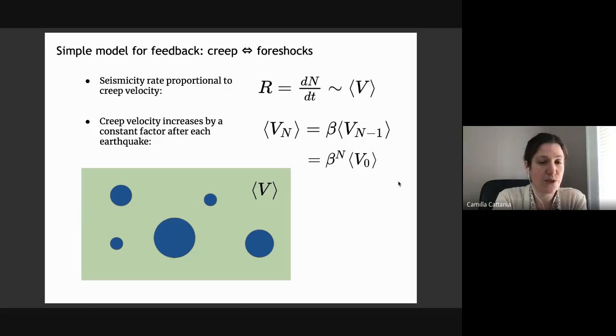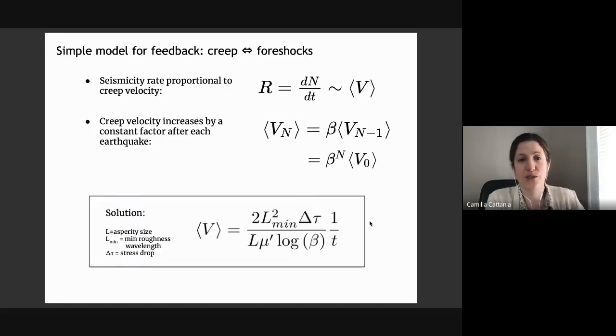So now we can solve these as a function of time. And this is the solution. So we find that the slip velocities and also the seismicity rates, which are proportional, grow with the inverse of time to the mainshock. Again, we have the 1 over t acceleration. And then we have a constant, which depends on the stress drop of the foreshocks. That's intuitive, because if foreshocks have a higher stress drop, they are going to transfer more stress to the neighboring creeping patches. It also depends on the minimum wavelength of roughness, as well as the asperity size. And it also depends on this prefactor that controls the response of the creeping patches.